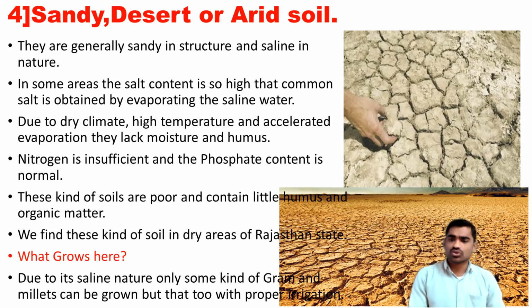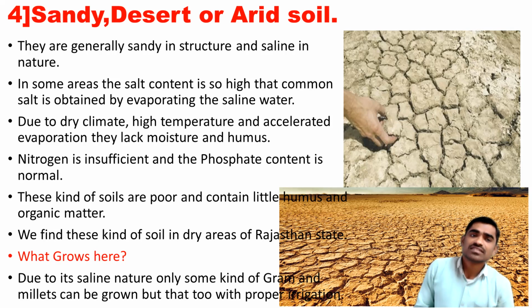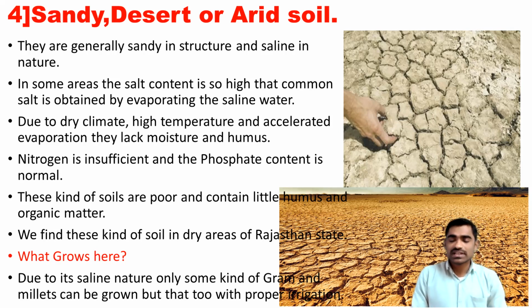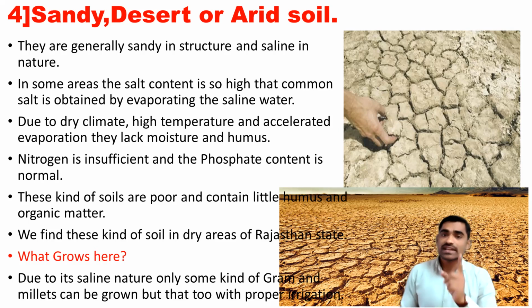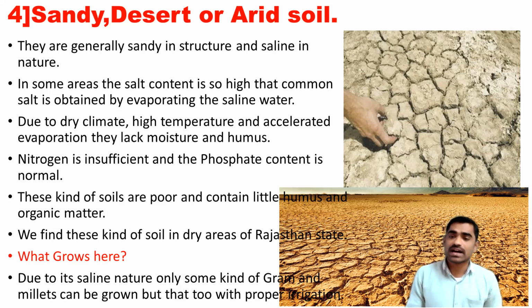Does anything grow here in this sandy or arid soil? The soil is considered poor and saline. Is there anything which can grow? Yes, even with these conditions, crops like grams and millets can be grown here, but only with proper irrigation. If irrigation is not there, even the grams and millets will not grow properly here.